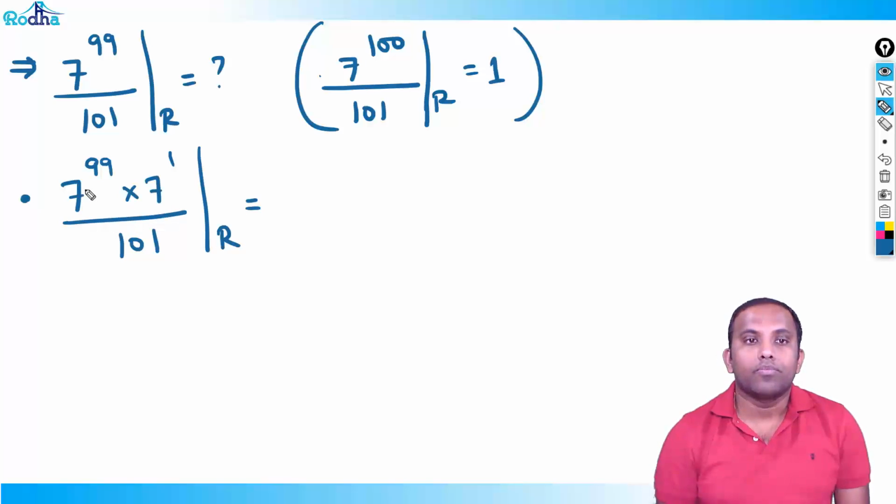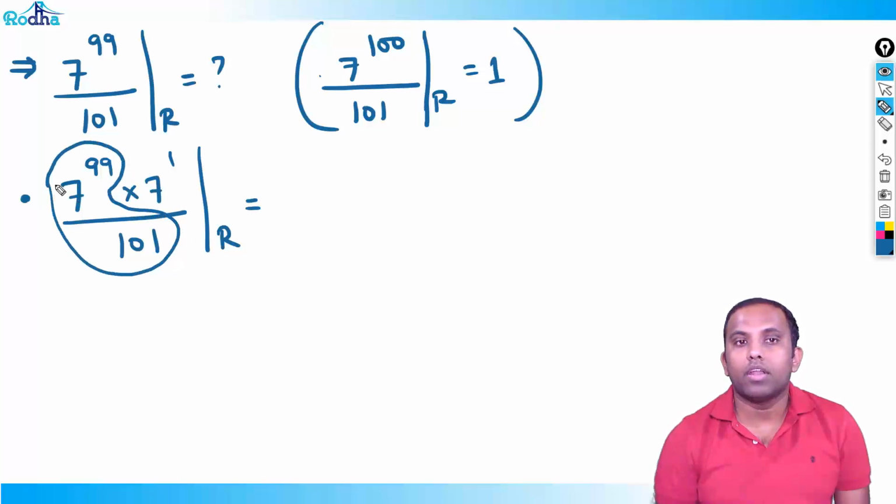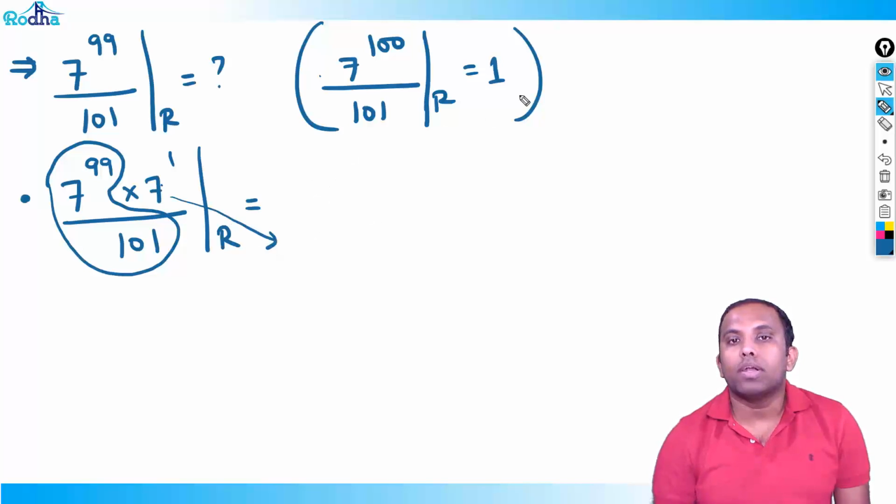Now 7 raised to 99 by 101 is required. Now 7 is extra. So 7 by 101 remainder is 7 only. This 7 will come here in the denominator. What is the numerator? The numerator remainder is 1. But in the numerator I want a number which is divisible by 7, because 7 will come here.